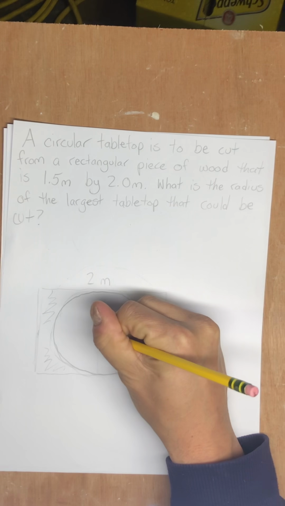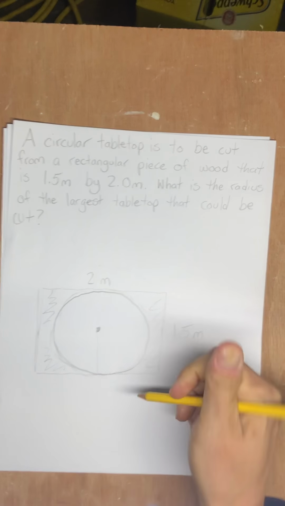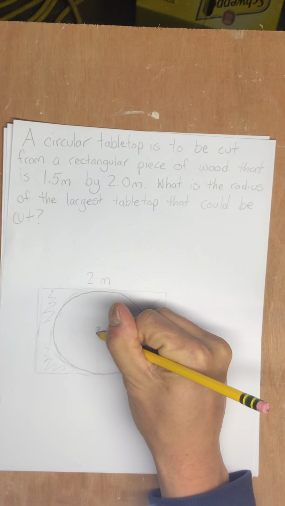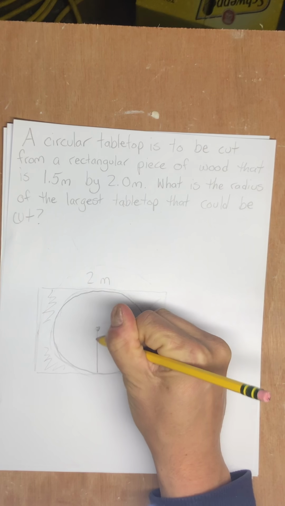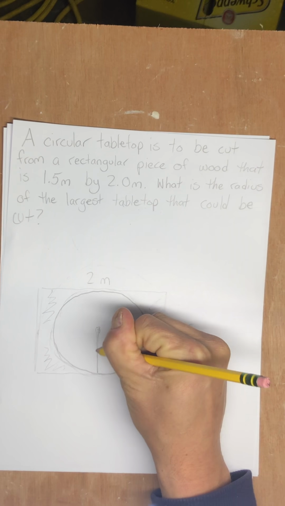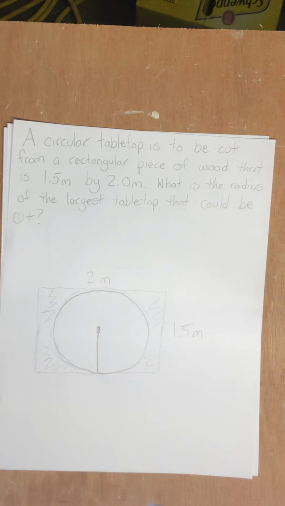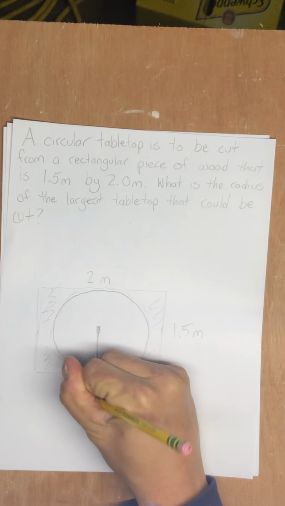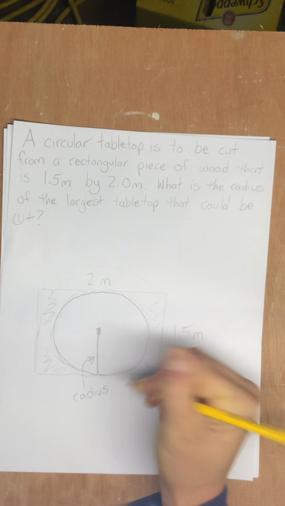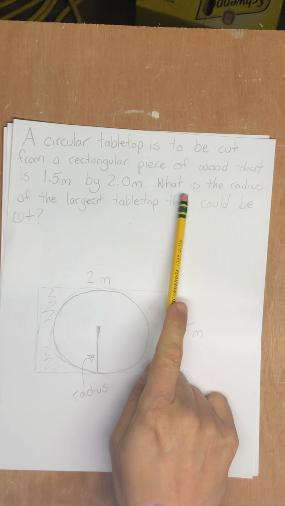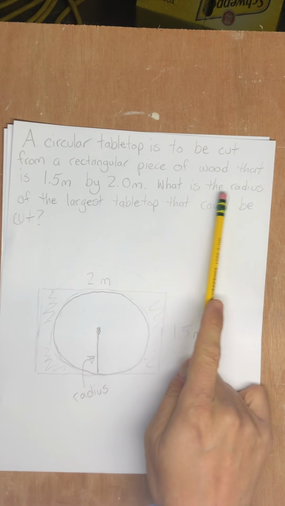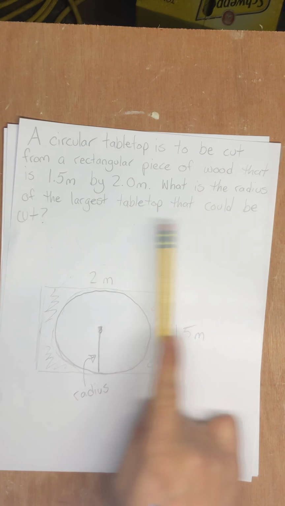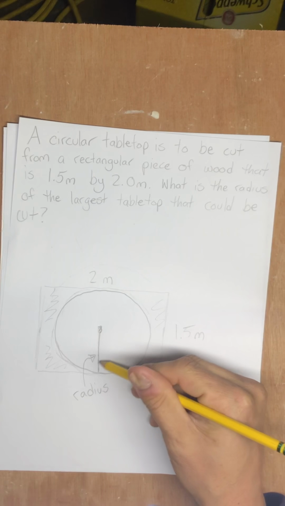So what is the circle that I've made? Well, let's see. The circle is here, we see this here is the distance from the center to the edge. I'm sure you guys remember what that is. That is the radius. Okay, there's my radius. Okay, and my question here, go back up. What's it asking? What is the radius of the largest tabletop that could be cut? Well, what is this radius?